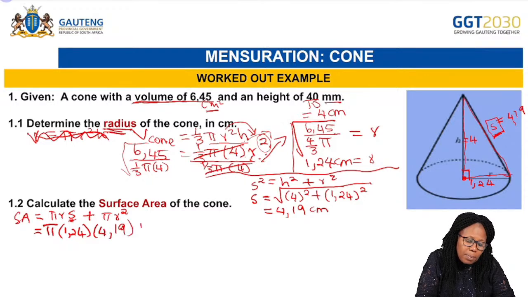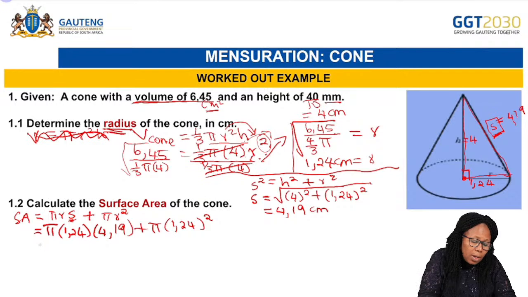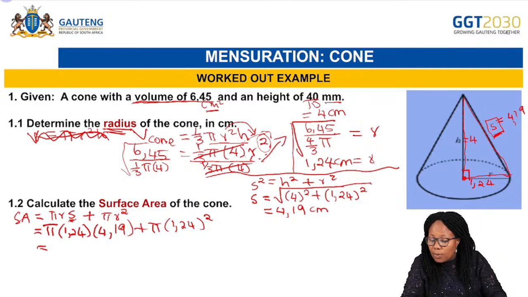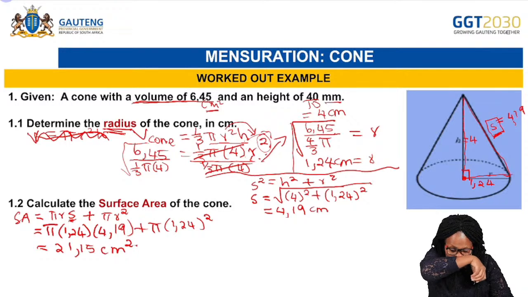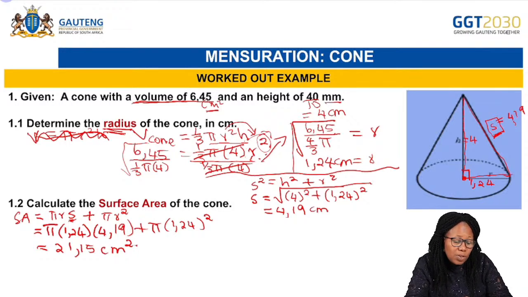4,19 plus the pi radius again 1,24. But be careful now, this radius is now squared, grade 12. And then now into our calculator, straight to the answer. This is giving us 21,15 in square centimeters.